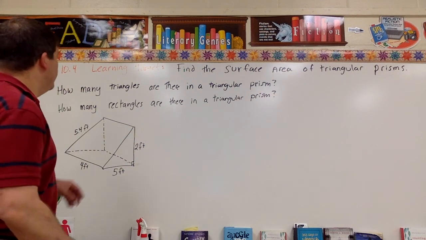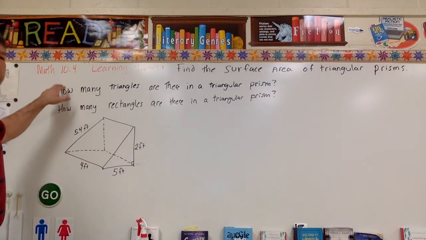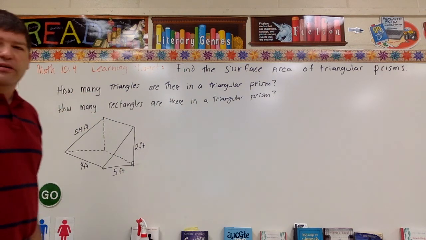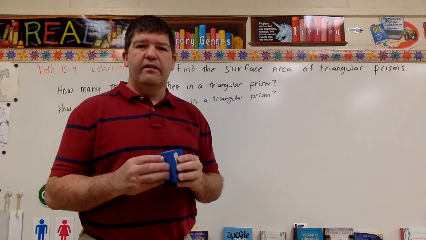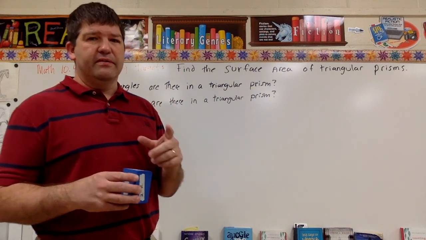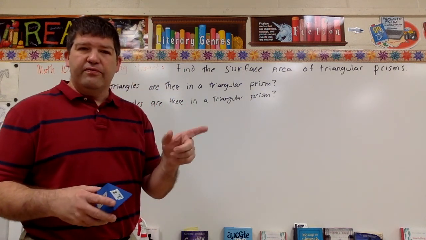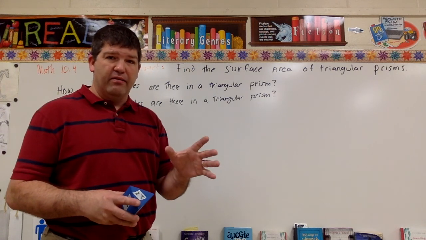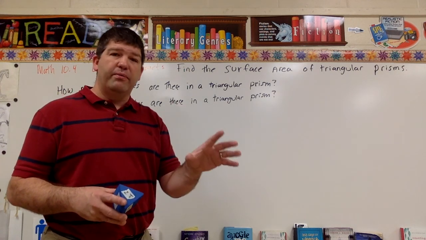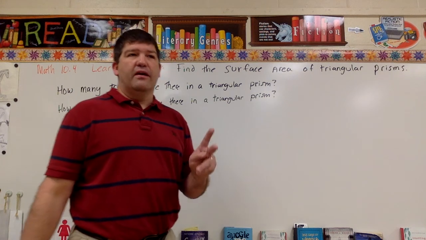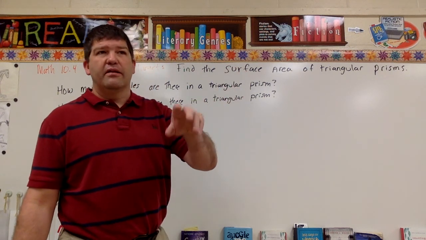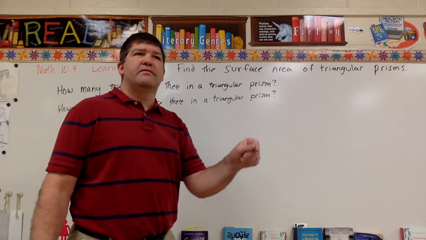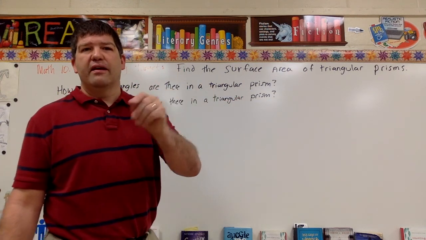This is the teaching video for Math 10.4, and the learning target is to find the surface area of a triangular prism. In the last lesson, you found the surface area for a rectangular prism, and there was a formula to that. It was 2 times the length times the width, plus 2 times the length times the height, plus 2 times the width times the height.